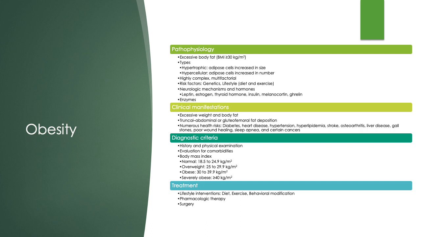As far as your diagnostics, you have to have a history and physical examination. You have to evaluate for comorbidities, which we discussed. That's the diabetes, heart disease, hypertension, hyperlipidemia, etc. And they also look at your body mass index. And again, you are considered obese at 30 kg per meter squared, but then you have different levels of obesity thereafter. You are considered severely obese at a BMI of 40 or greater kg per meter squared.